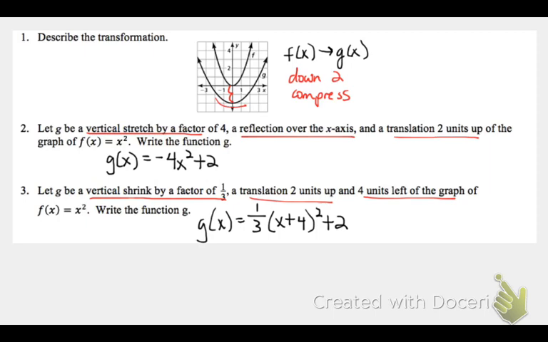Number 3, you can see what I've underlined, a vertical shrink or compress by a factor of a third, a translation 2 units up and 4 units left of the graph f of x equals x squared. So g of x you would want to multiply by a third, and then in the parentheses by x you're going to add 4 to shift it left, and then add 2 to shift it up 2.